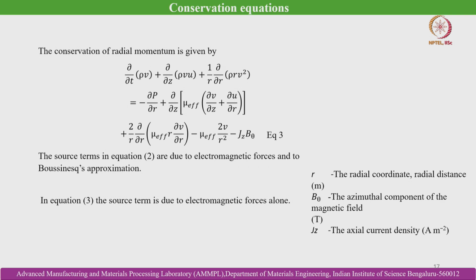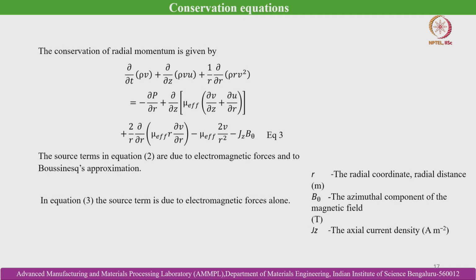So, the radial momentum can be expressed as del del t rho v. v is the radial velocity we have discussed in the previous slide, plus del del z rho v u plus 1 by r del del r rho r v square is equal to minus del p del r plus del del z mu effective del v del z plus del u del r plus 2 by r del del r mu effective into r into del v del r minus mu effective 2 v by r square minus j z b theta.